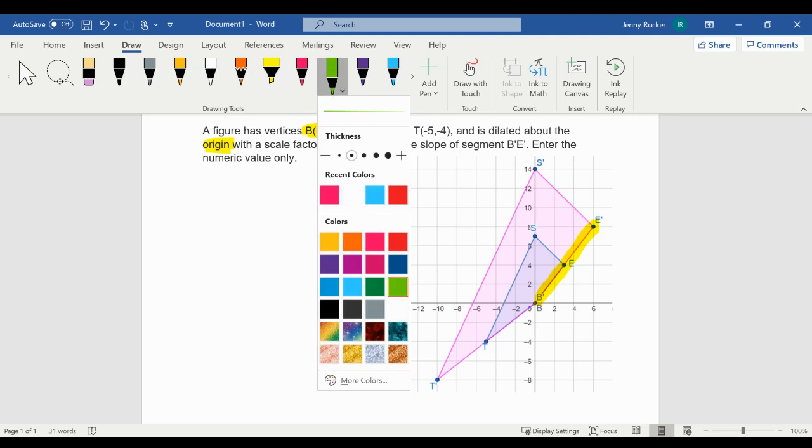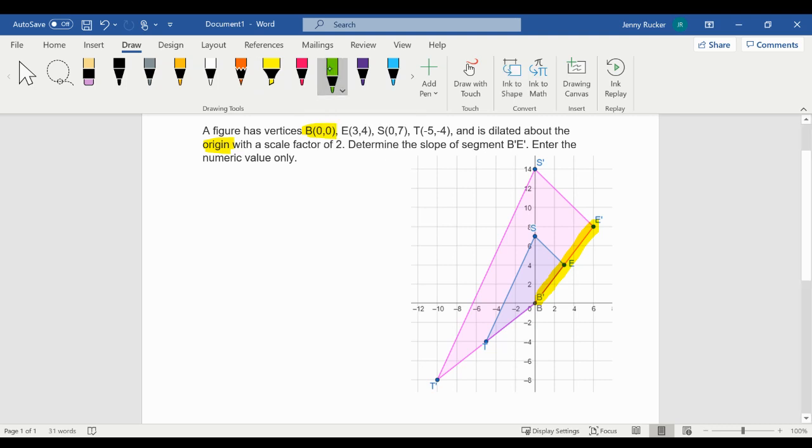So the segment will be on that same line. It will just be longer, like extended, as in this case, or shortened. It will shrink, but it will stay on that same line. They're going to be collinear.